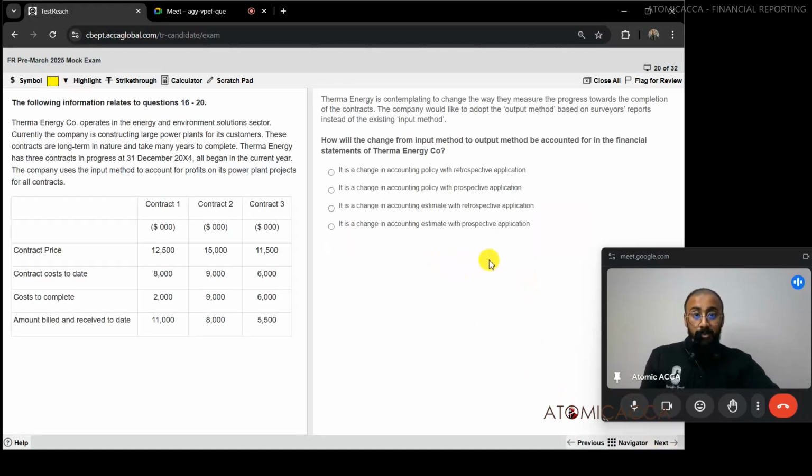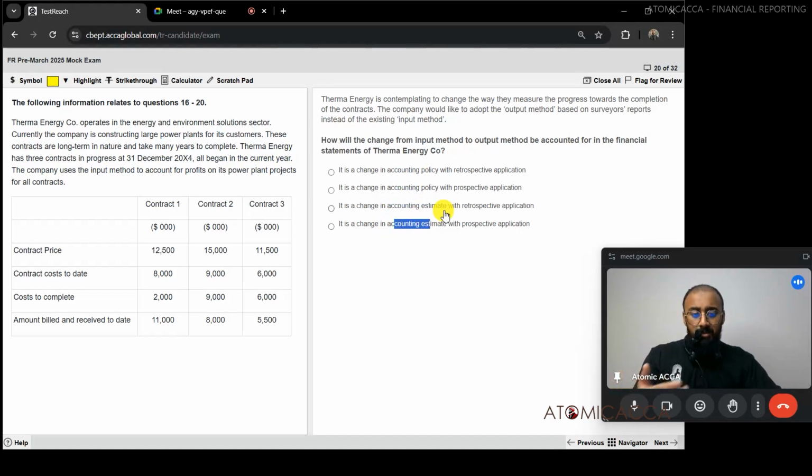Moving to the final question from case study number 1. How will the change from input method to output method be accounted for in the financial statements? Okay, that is about progress completion. Therma Energy is contemplating changing the way they measure the progress towards the completion of the contract. The company would like to adopt the output method based on the surveyor's report instead of the existing input method. Now, what options do we have? Change in accounting policy, or change in accounting estimate.